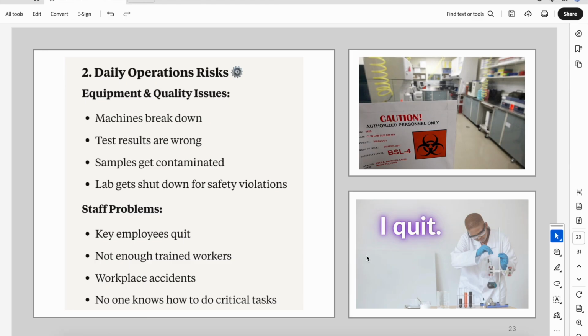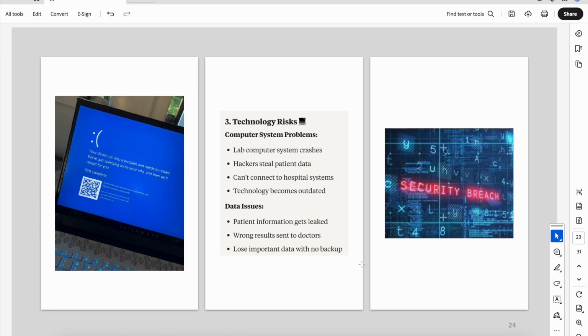Number 3, technology risk. Modern laboratories depend heavily on complex technology systems. Computer system problems, laboratory computer system crashing, halting all testing. Hackers stealing sensitive patient data, leading to regulatory penalties. Inability to connect to the hospital system, disrupting patient care.